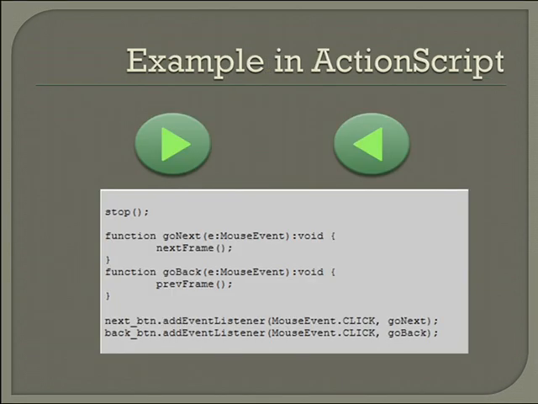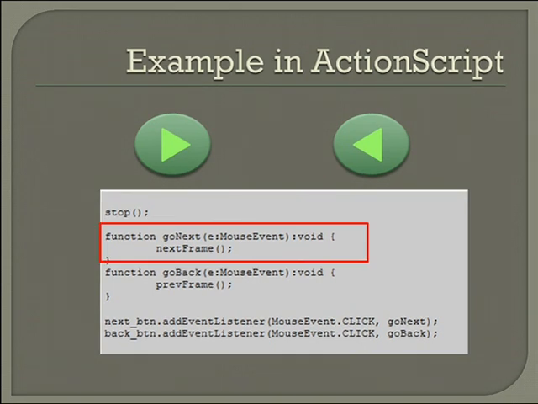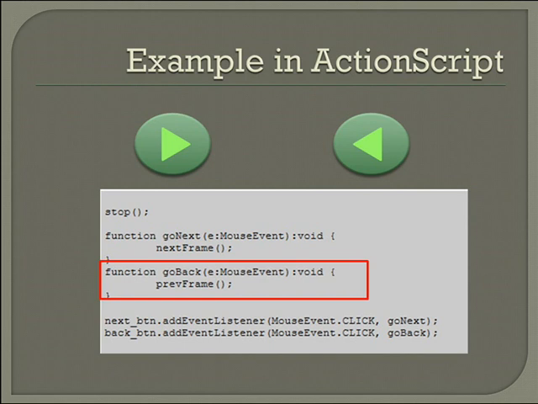ActionScript is a programming language used in flash animations and videos. Here we see a function, which is similar to a procedure, that is called goNext. When this function runs, it will move to the next frame of the animation or video. There's a similar function called goBack which, when run, will move to the previous frame.